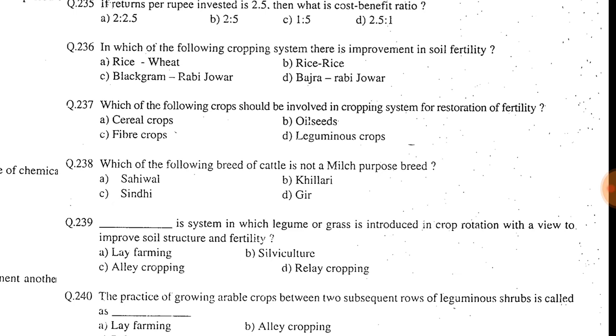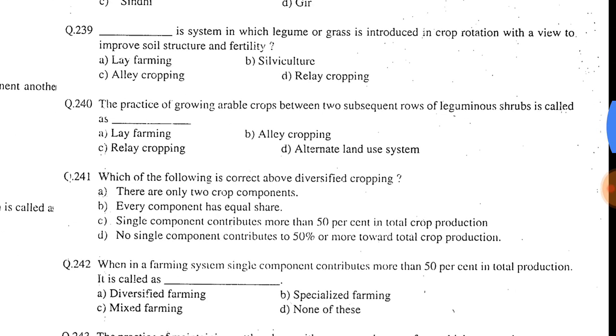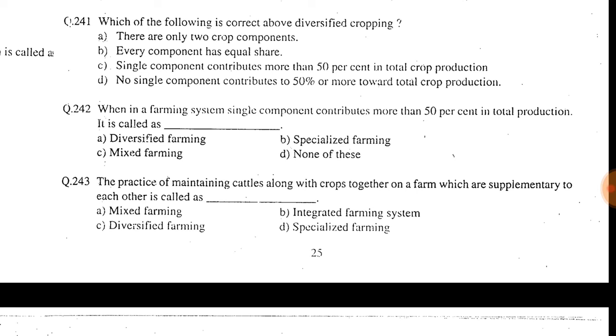239. Ley farming is a system in which legume or grass is introduced in crop rotation with a view to improve soil structure and fertility. 240. The practice of growing arable crops between two subsequent rows of leguminous shrubs is called alley cropping. 241. Which of the following is correct about diversified cropping?